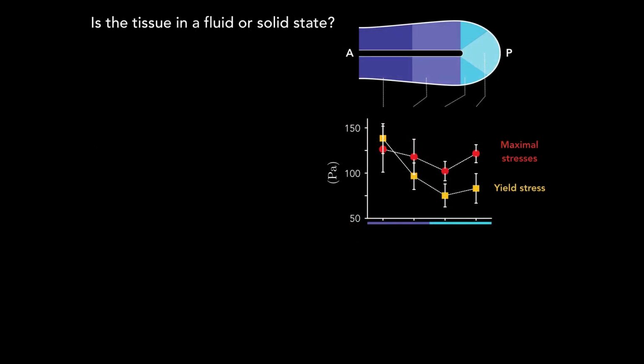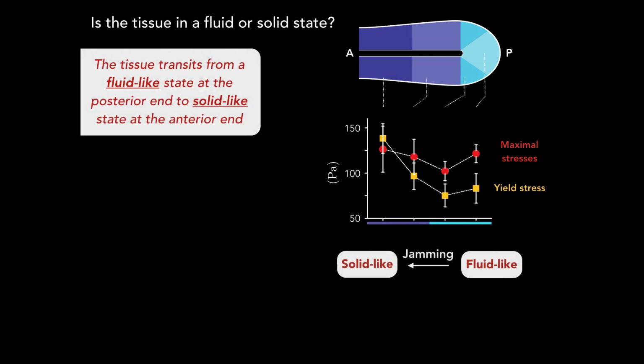And what you find when you compare the forces and the yield stress is that at the posterior end of the body, in the mesodermal progenitor zone, the stresses are consistently larger than the yield stress. But when you go to the presomitic mesoderm, the forces start becoming smaller than the yield stress. So in other words, by just doing mechanical experiments, we could tell that the tissue was transiting from a fluid state at the posterior end to a solid state in the PSM. So we were very excited that there was a fluid to solid transition, and that it was controlled by jamming, like jamming in foams.